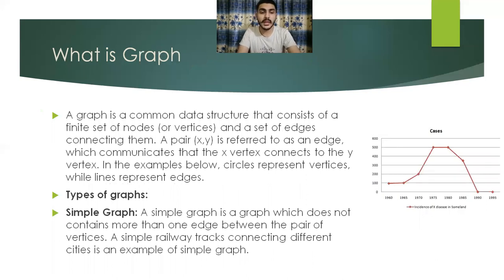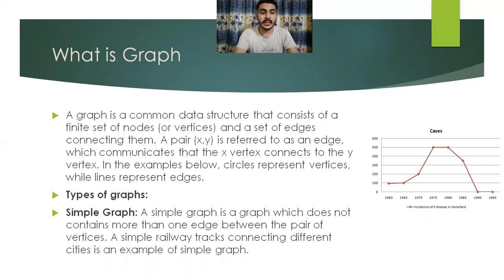My third topic is graph. A graph is a common data structure that consists of a finite set of nodes or vertices and a set of edges connecting them. A pair xy is referred to as an edge, which communicates that the x vertex connects to the y vertex. In the examples below, circles represent vertices while these represent edges.